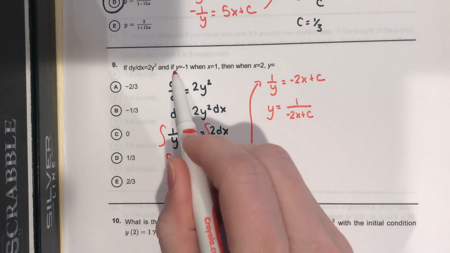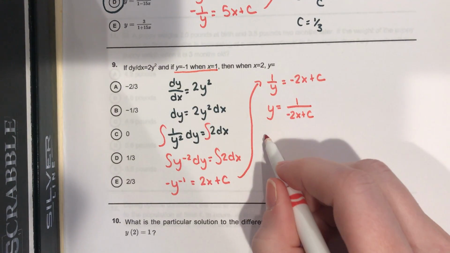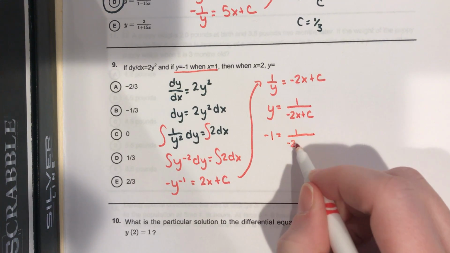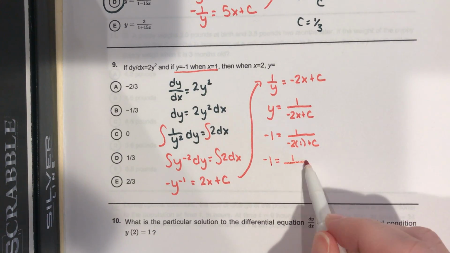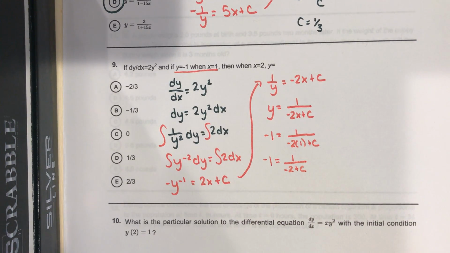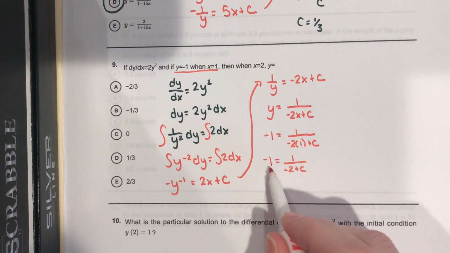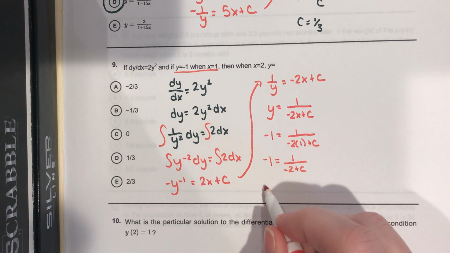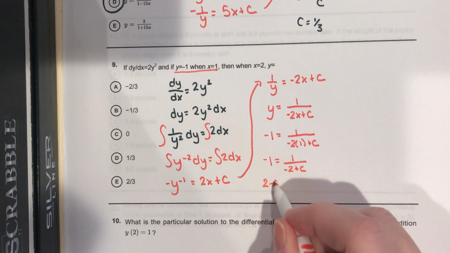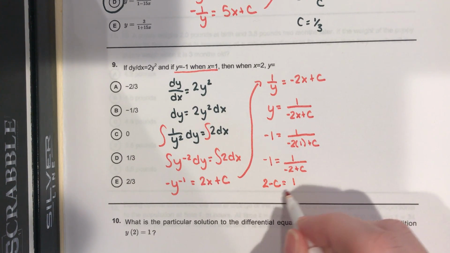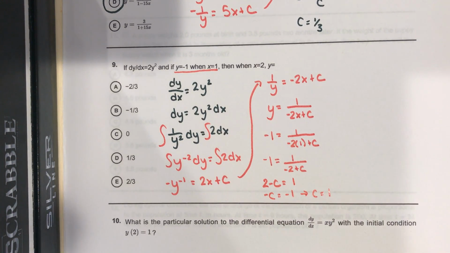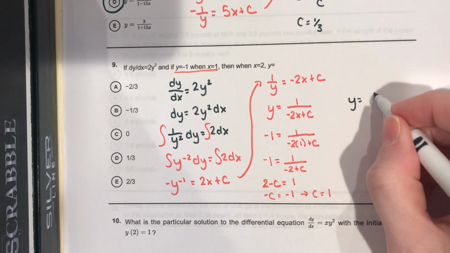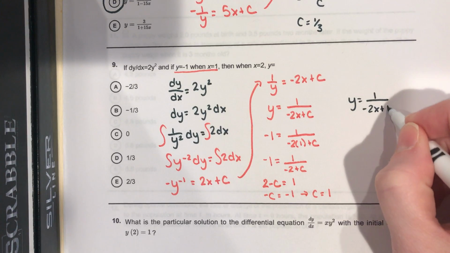So I'm going to plug in my first initial condition here. When y is negative 1, x is 1. So negative 1 equals 1 over negative 2 plus c. I'm going to cross multiply, so if I multiply these two here, I get 2 minus c equals 1. So I'm going to subtract the 2. C equals 1. So now I'm going to rewrite my problem. Y equals 1 over negative 2x plus 1.